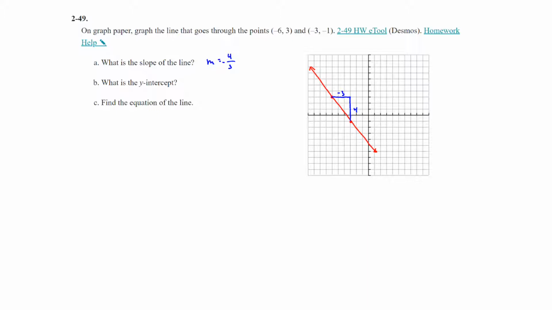What is the y-intercept? Well, if I continue this pattern, it looks like it'll intersect right here at 0, negative 5. And then what's the equation of the line? Now that we found those two pieces of information, we know the equation is y equals negative 4/3 x minus 5. So we have the rate of change, the slope, and the y-intercept.